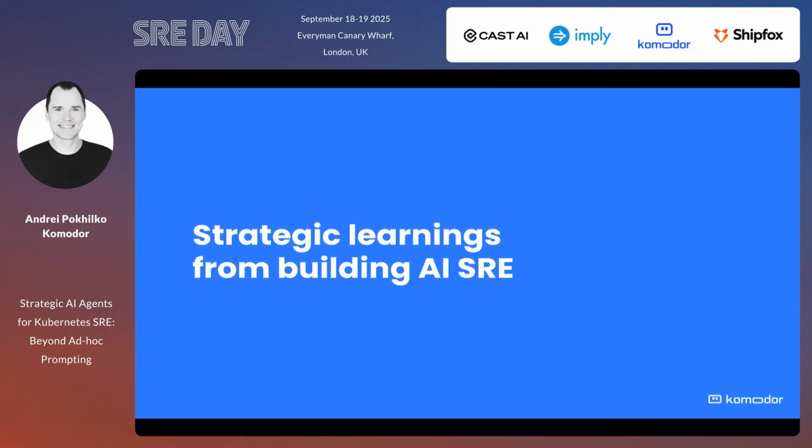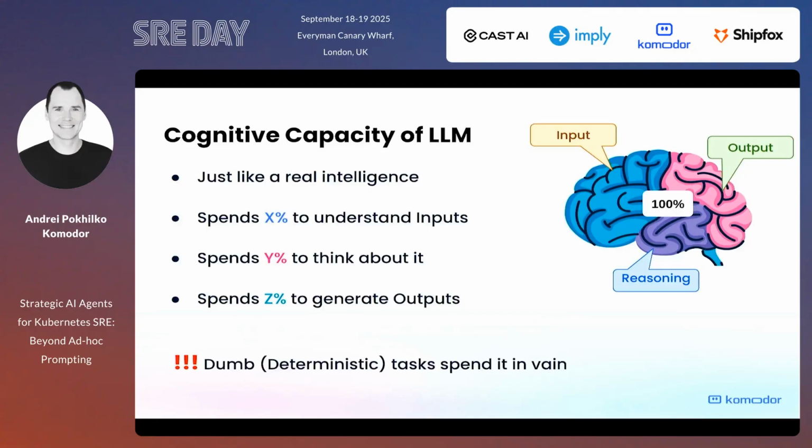So these are my views on how you build AI. The first concept that I found the most beneficial for understanding it: think of an LLM as having cognitive capacity, just like intelligence. It has some cognitive capacity like all of us. It spends some part of that capacity to understand the input, some part to generate the output requested from it, and the remainder is for decision making and actually doing the intelligence.